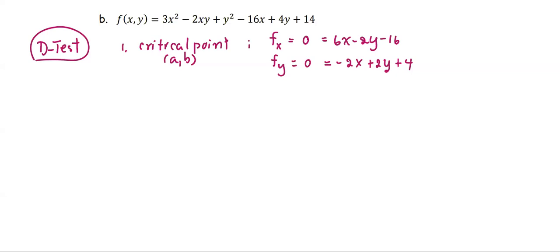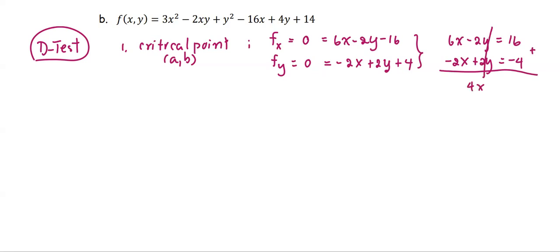And when we let it be 0, we get the system of two variables. I'm going to write it in this form. So 6x minus 2y equals 16. Negative 2x plus 2y equals negative 4. Solve it simultaneously. If we are going to get rid of the y, we're going to add these two together. Negative 2y cancels out to get 4x equals 12. Therefore, x equals 3.